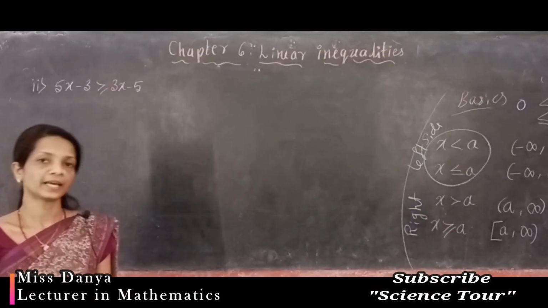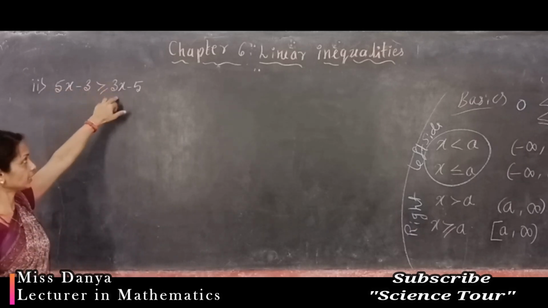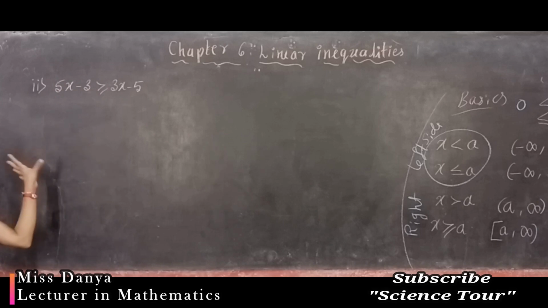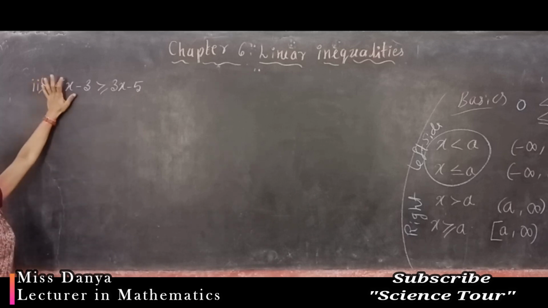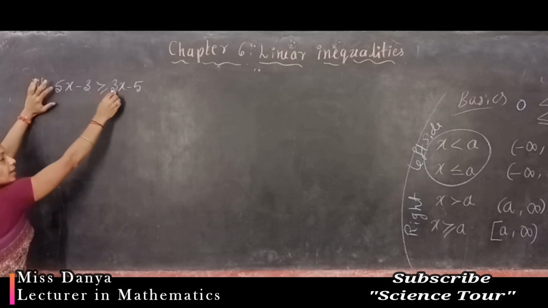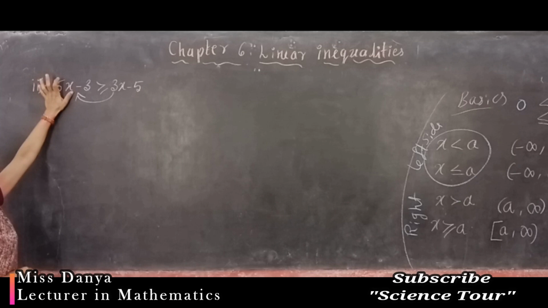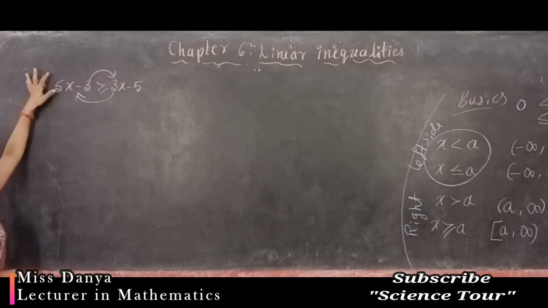Second problem in that is 5x minus 3 greater than or equal to 3x minus 5. You have to solve this inequality first and get the solution of that. After that you have to graph the solution of this inequality on the number line. Now to solve this inequality you have to shift all x terms to the left side, because on the left side you have the larger x term, and to the right side you have to shift all numbers.